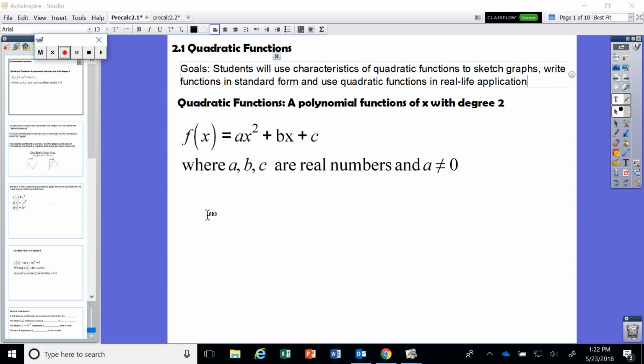Alright guys, so in this section we're diving into chapter 2, and 2.1 starts it off with an overview of quadratic functions. And we all know the quadratic function itself is just a polynomial function that does in fact have a degree of 2. So the goals within this section: we will use the characteristics of quadratic functions to sketch the graphs, analyze the graphs as well, write functions in standard form, and use quadratic functions in real life applications.